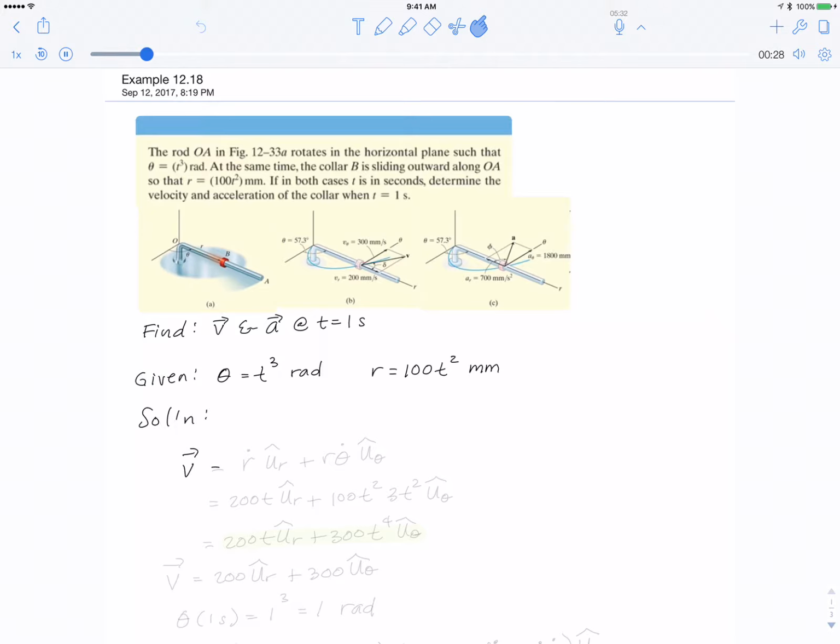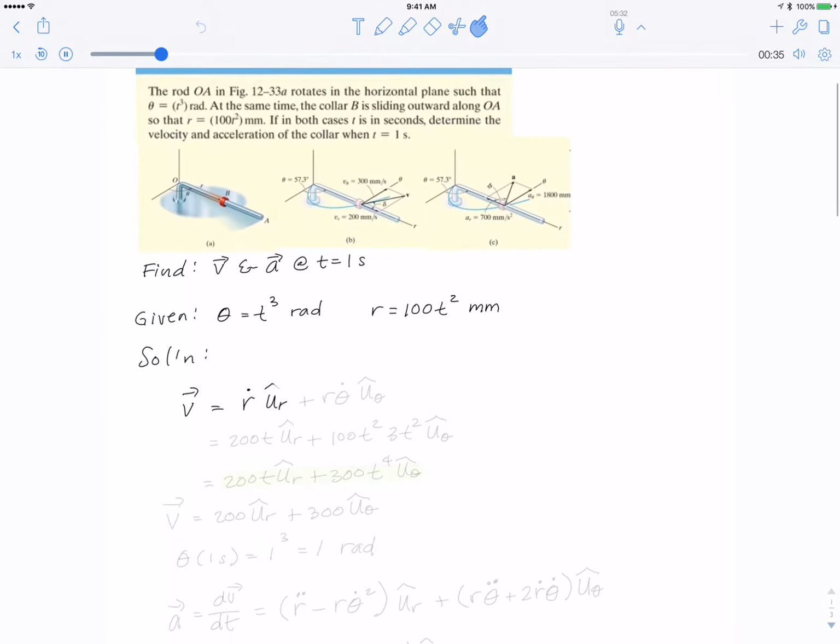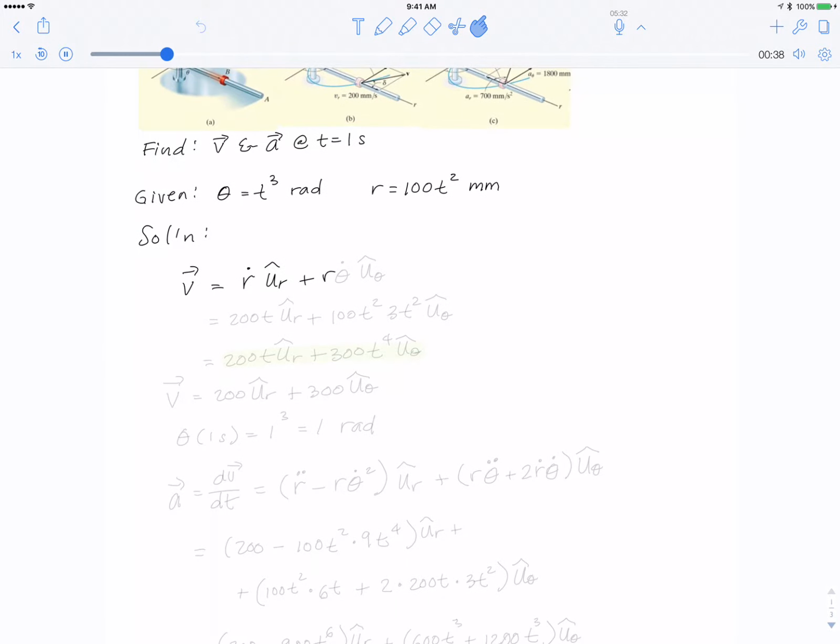Velocity, if you remember, in polar coordinates, is r dot, the velocity in the r direction, which is how fast the radius is changing, plus r theta dot in the theta direction. And so remember, the radius times the angular velocity equals the linear velocity. Okay, so all we have to do is put in the functions of time.